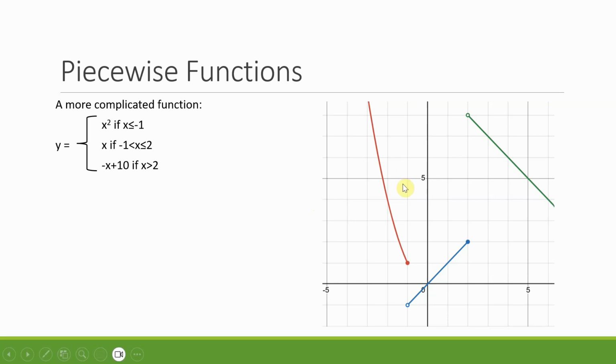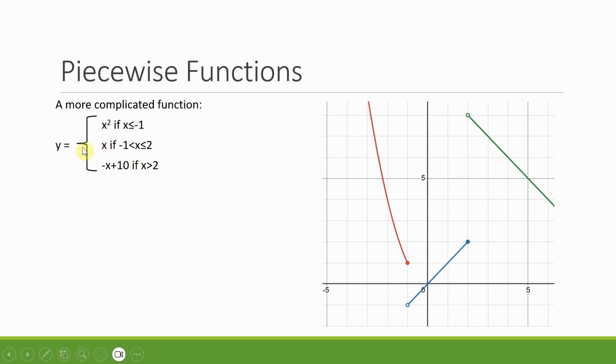So here's an example of a more complicated function. In this case I have 3 different equations that we're bouncing between. And here we have the same, y equals with a bracket, and then here's all 3. From left to right, we have x squared. That's this red one, so notice the parabola. At x is less than or equal to negative 1. That "or equal to" is important because that tells me we need a solid dot here.